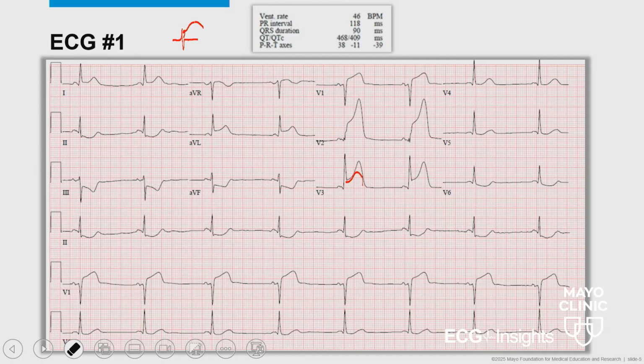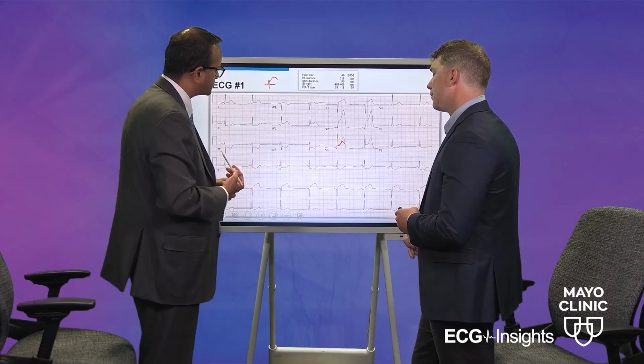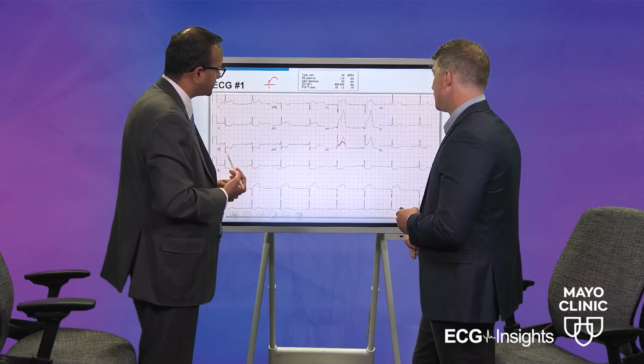PR segment is downsloping in patients with pericarditis. So here you can see there is a very short PR interval, but in pericarditis, typically you would see the PR segment which is going down. Next, you don't see reciprocal changes in patients with pericarditis. So you'll get diffuse ST segment elevation all across, and you don't see a lot of reciprocal changes.